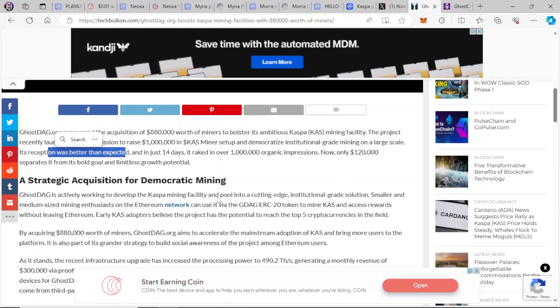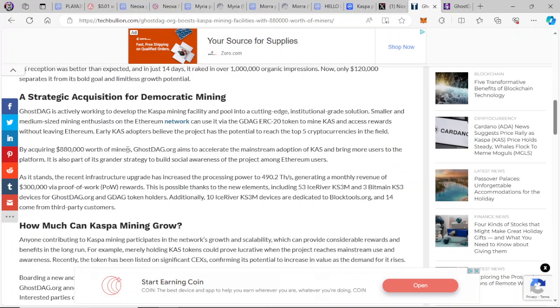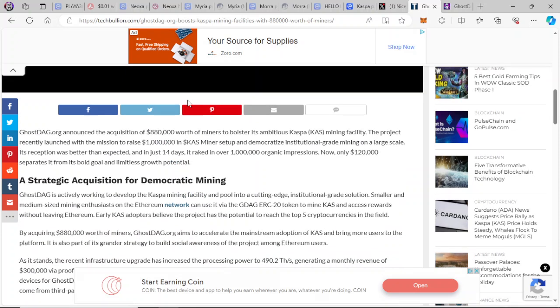And that's seriously true. People were not really talking about this like it was a serious endeavor, and now it's massive, and you're going to see copycats too. And in just 14 days, guys, it raked in over 1 million organic impressions. Now it's only $120,000 separating it from its bold goal and limitless growth potential. So this Ghostag article goes in here to explain and break it down even more. You guys can find this link at techbullion.com.